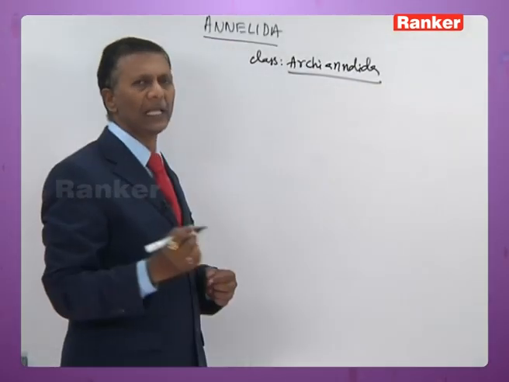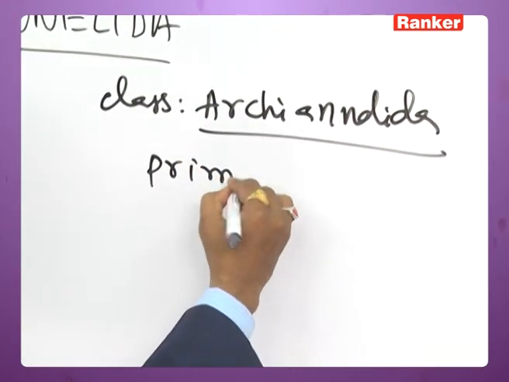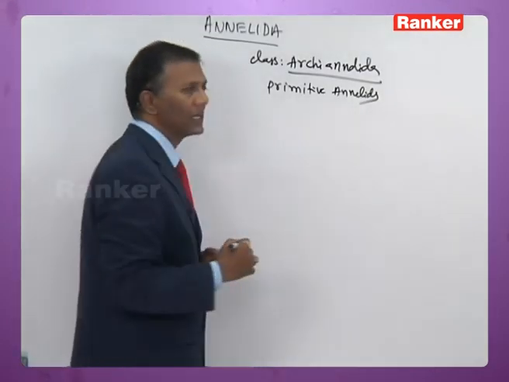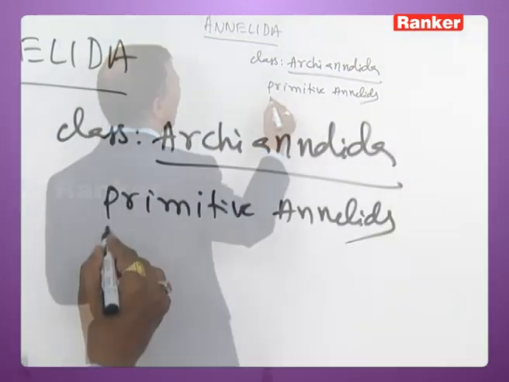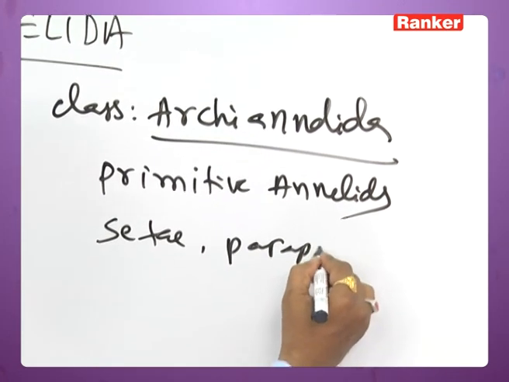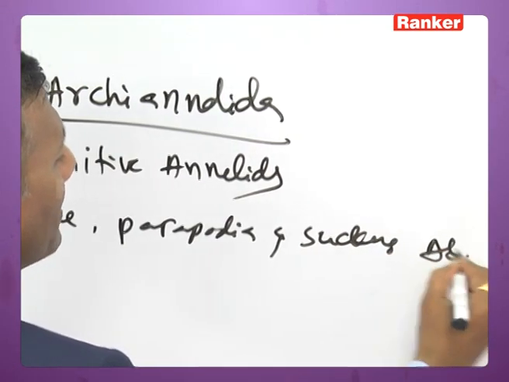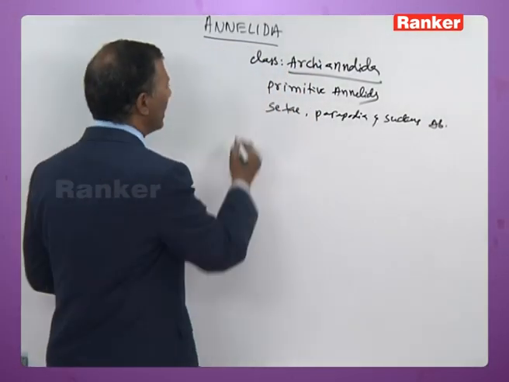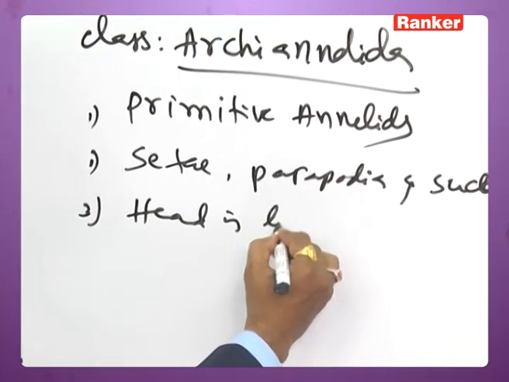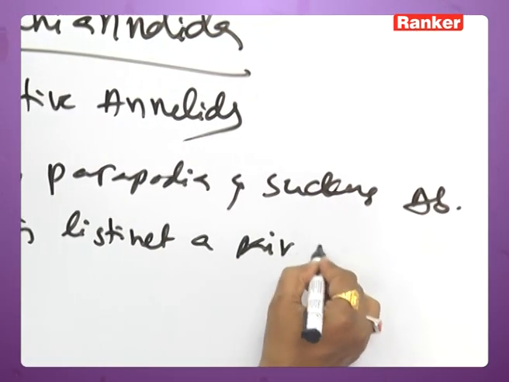Next class, Archiannelida. As the name itself indicates, Archiannelids are the most primitive annelids. In archiannelids, setae, parapodia and suckers are absent. And in archiannelids, head is distinct with a pair of tentacles.